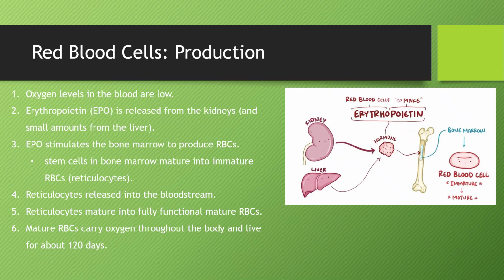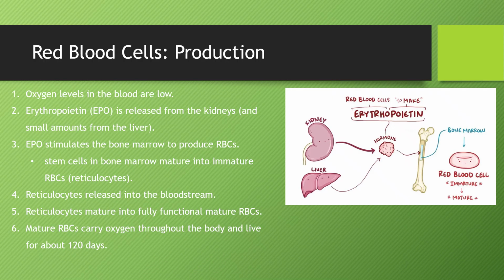So erythropoietin, which is EPO, is released from the kidneys and in a small amount from the liver. So when oxygen levels in the blood are low, EPO does stimulate the bone marrow to produce red blood cells, and in the marrow, the stem cells mature into immature RBCs. These immature RBCs are also called reticulocytes, and they are released into the bloodstream.